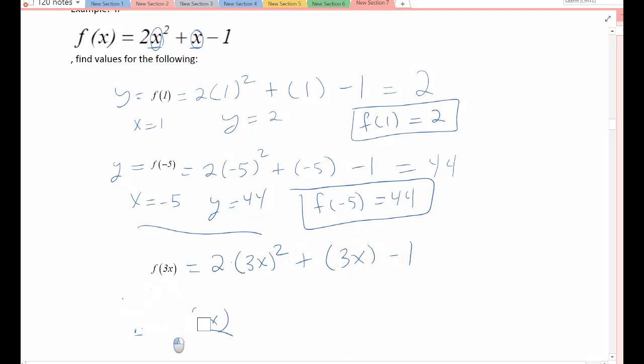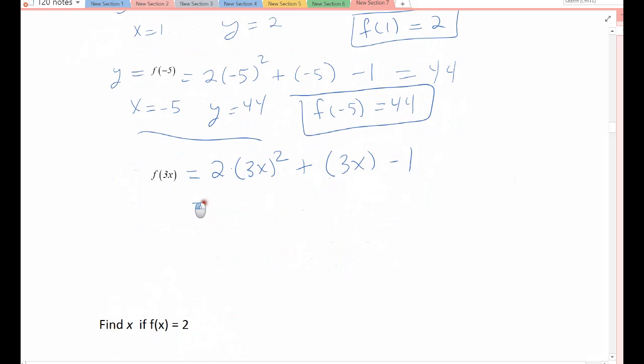So really in this one, I'm going to get a whole new function. Simplify this. First thing you do is square, and make sure you're careful. It's 3x times 3x, so I get 3 squared and x squared. This is going to give me 9x squared when I square those, plus 3x minus 1, 18x squared plus 3x minus 1, and then that's it.